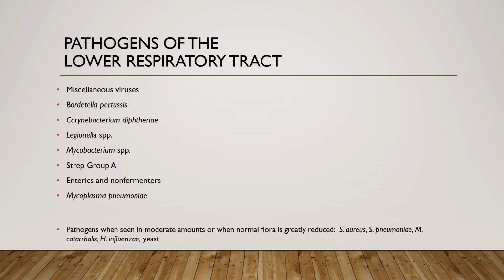Other organisms that can be pathogens if they're there in great numbers would be Staphylococcus aureus, Streptococcus pneumoniae, Moraxella catarrhalis, and Haemophilus influenzae, and maybe yeast.